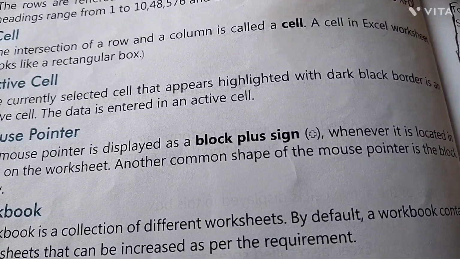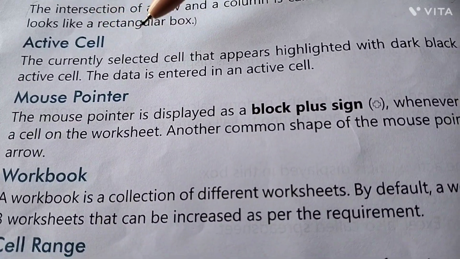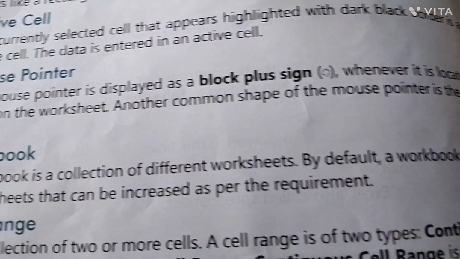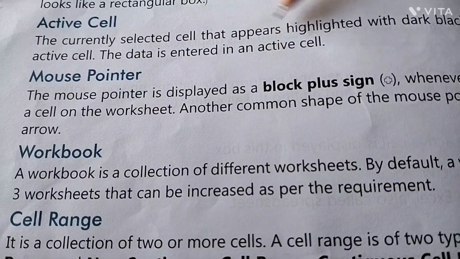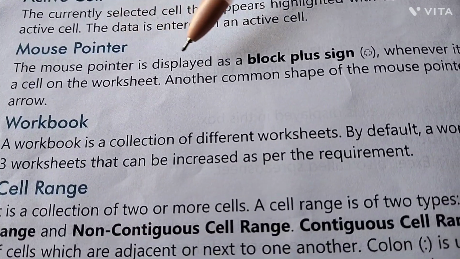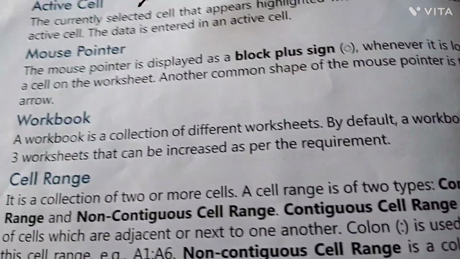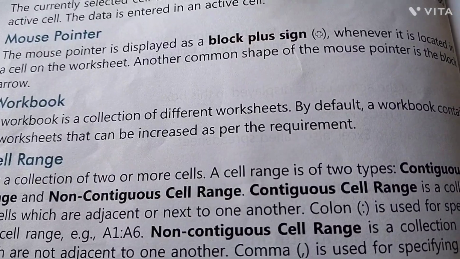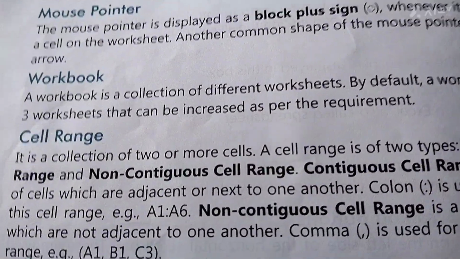A cell is an Excel worksheet, looks like a rectangular box. Active cell. The currently selected cell that is highlighted with the dark black borders is an active cell. That is, the data is entered in active cells. Mouse pointer. The mouse pointer is displayed as a black plus sign whenever it is located in a cell on the worksheet. Another common shape of the mouse pointer is the black arrow.